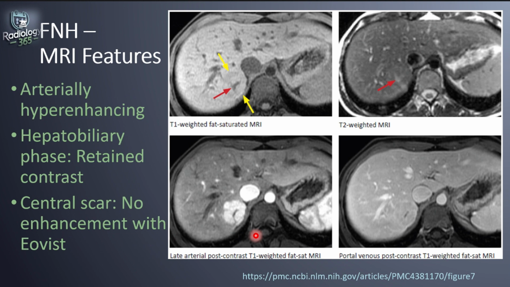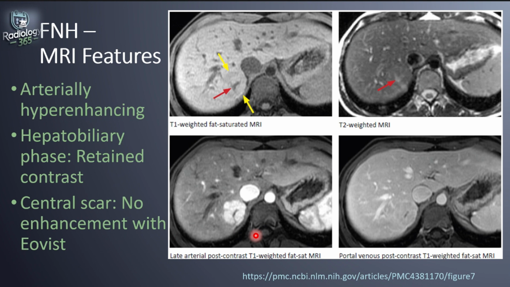MRI with EOVist contrast is the most useful imaging modality to diagnose FNH. FNH typically is iso-intense to the liver on all MRI sequences. Like I said, stealth, except it is arterially hyper-enhancing and will show retained EOVist enhancement. So you would see iso or hyper intensity relative to the liver parenchyma in the hepatobiliary phase. That's about 20 minutes after contrast administration, really delayed, due to the presence of hepatocytes and biliary ductules.